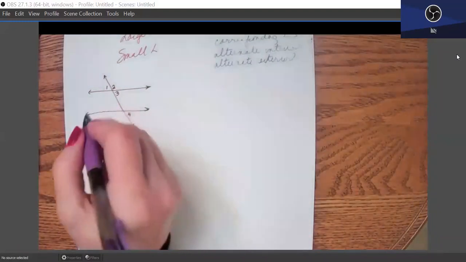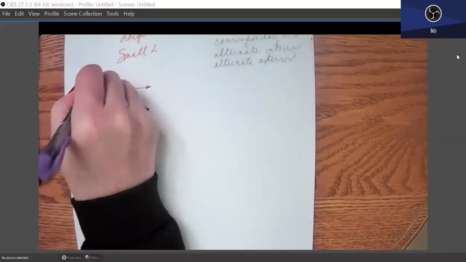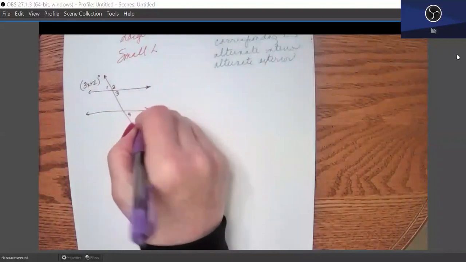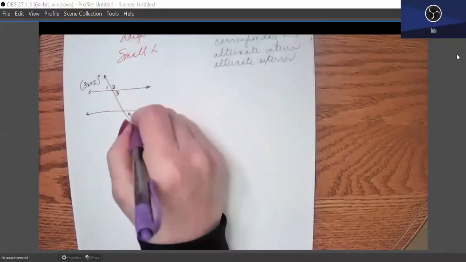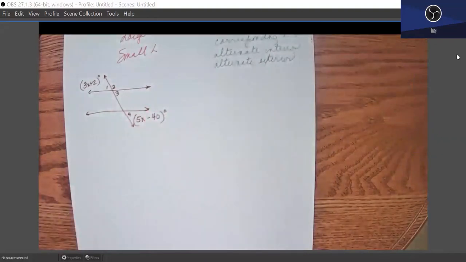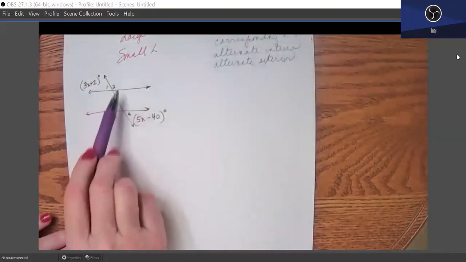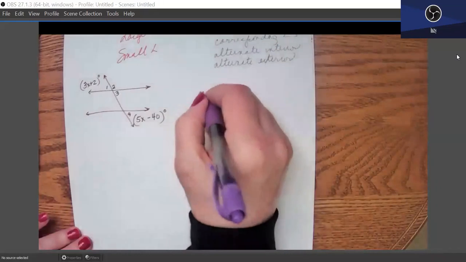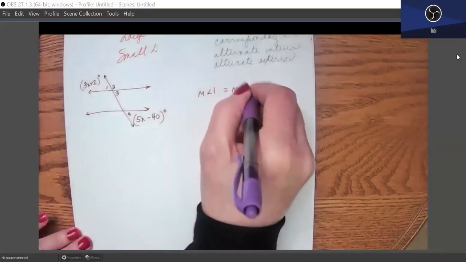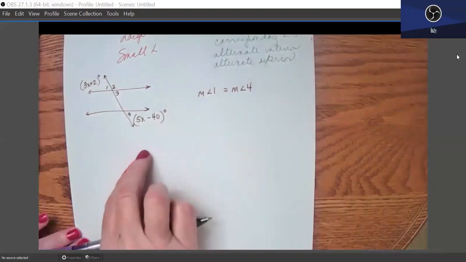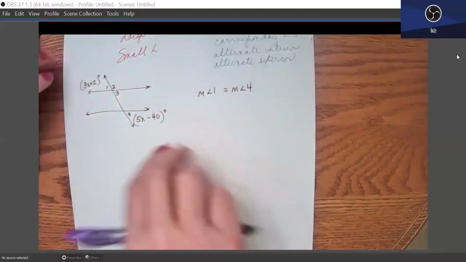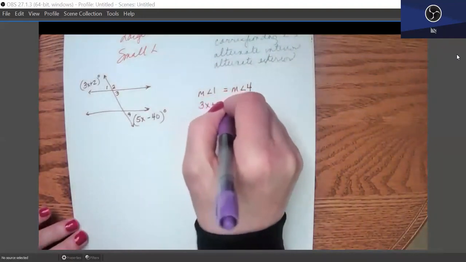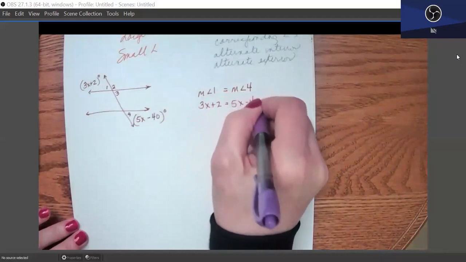And we're told that angle 1 is 3x plus 2 degrees, and angle 5 is 5x minus 40 degrees. We want to find the measure of angle 1, angle 2, angle 3, and angle 4. Well, the measure of angle 1 is going to equal the measure of angle 4 because they are alternate exterior angles. So that's going to tell me that 3x plus 2 is going to equal 5x minus 40.